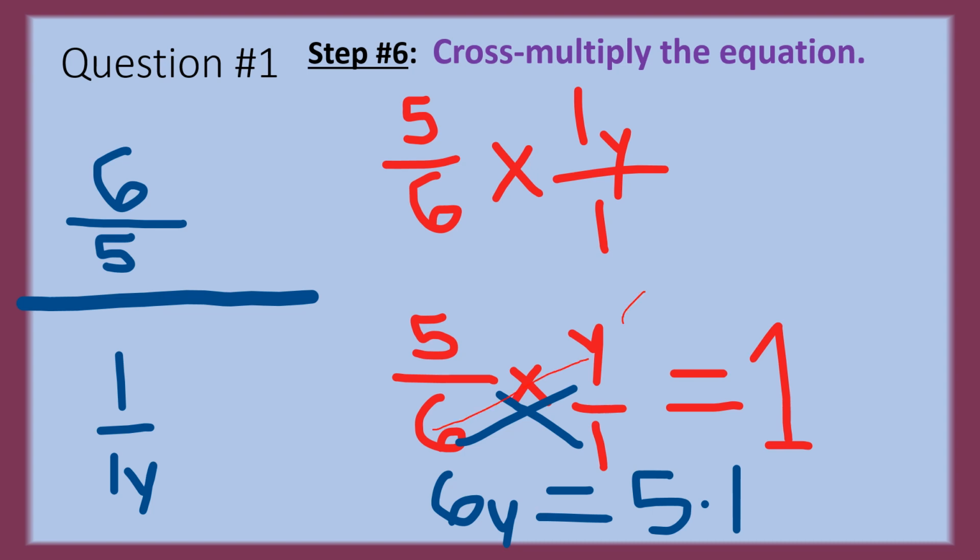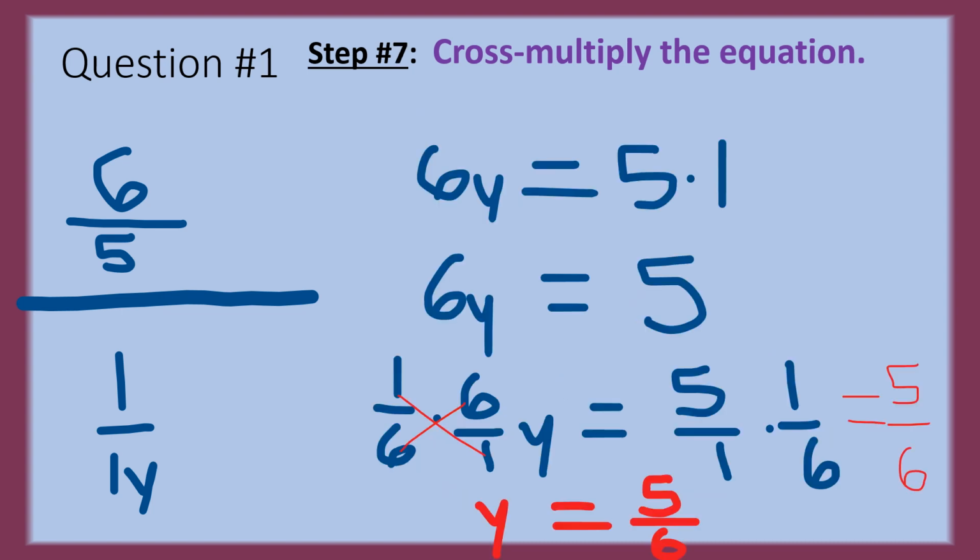This is 6 times y. And this here is 5 times 1. 6y equals 5 times 1. Okay, so now you get 6y equals 5 times 1. This is done here. So this is y equals 6 over 6, 1 over 1. Y equals 5 times 6.